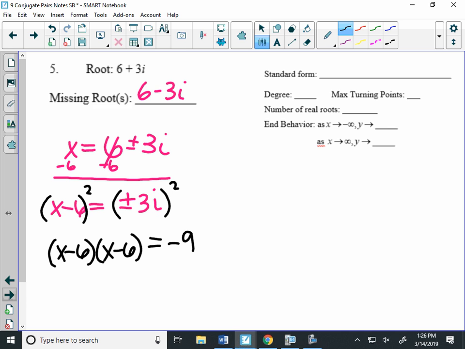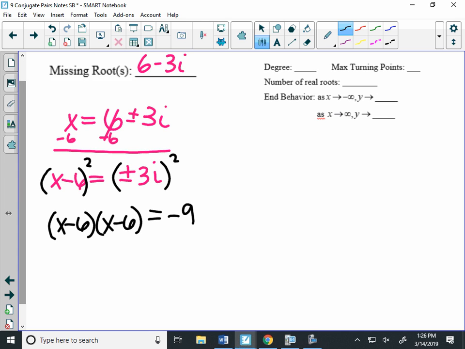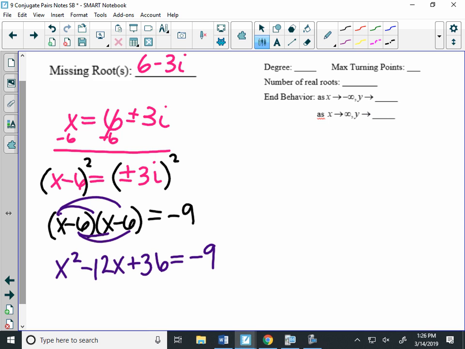So all we have to do is FOIL and combine like terms. So when you FOIL all that out, you get x squared minus 12x plus 36 equals negative 9. And the last thing you have to do is what? Add 9.